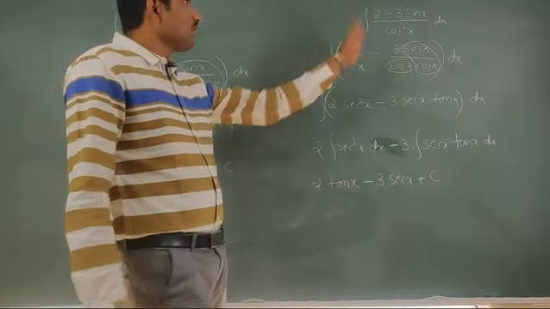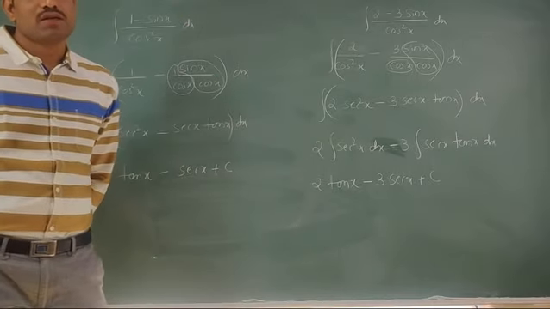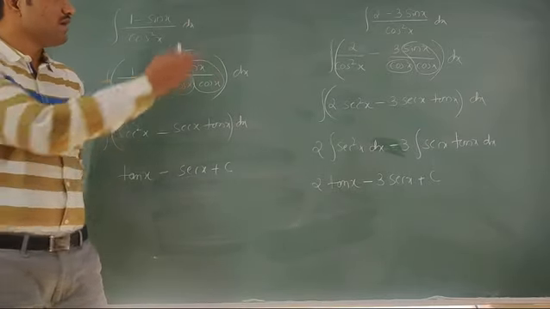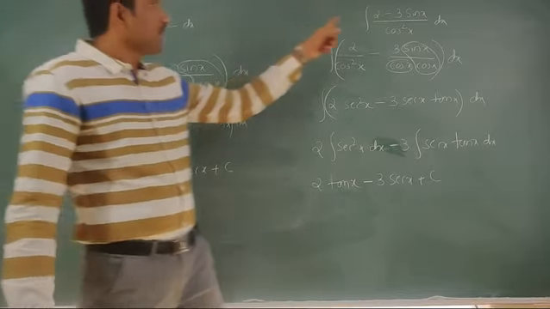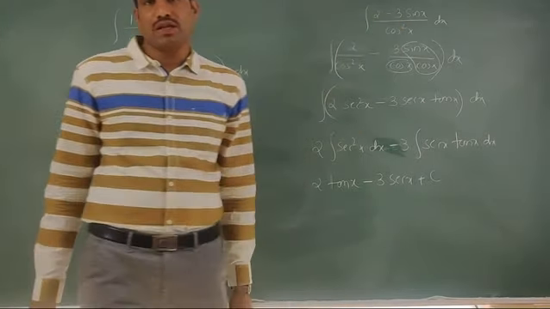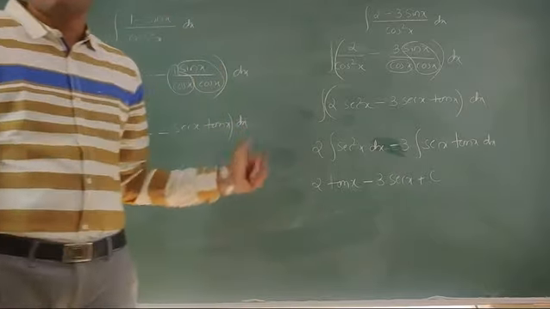Both are the same, only that they have added some constants in the sin and cos. Here your constant term is 1 and the sin coefficient is 1. Here the constant term is 2 and the sin coefficient is 3. Is it clear, friends? So write it down.